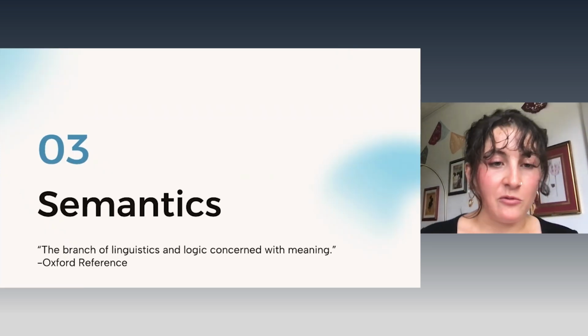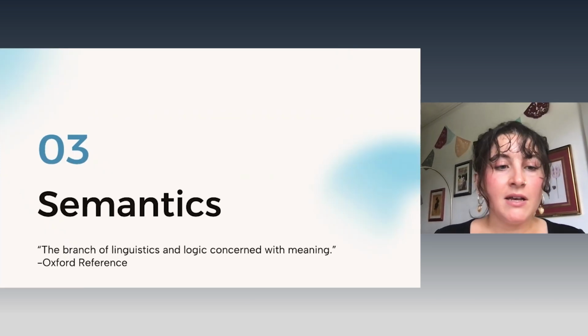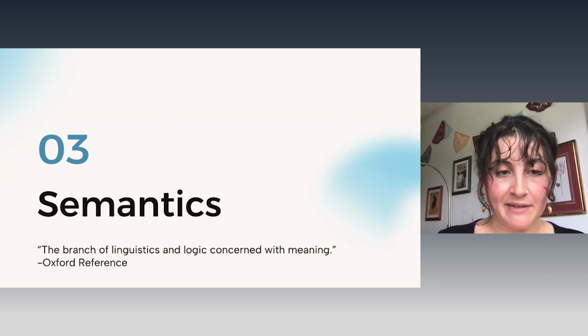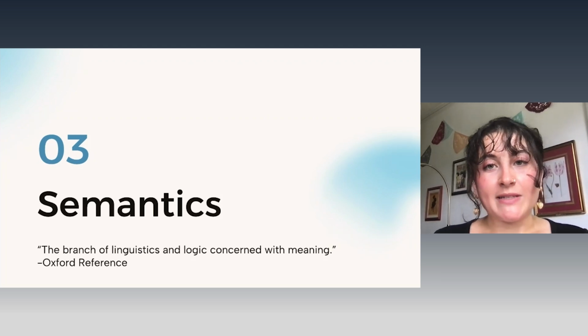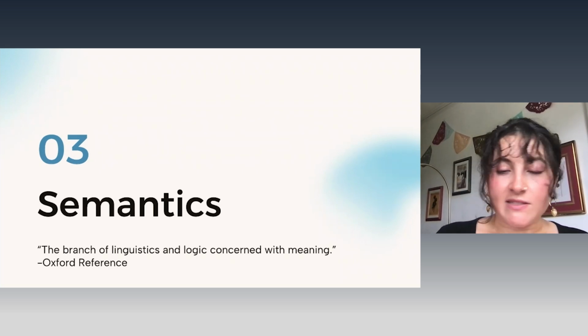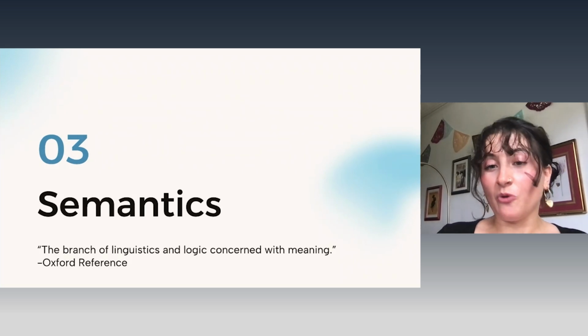All right, so with that said, we'll get right into things. So the first topic I want to talk about is semantics. So semantics is defined as the branch of linguistics and logic concerned with meaning. So if you're someone who is interested in logic, or if you've studied something like philosophy, some of these concepts actually might be a little familiar because there's some overlap.